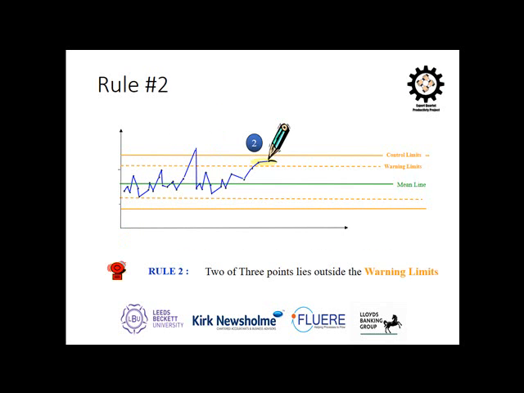The second rule is if you've got 2 out of 3 points outside the warning limits, because statistically that's unlikely to happen if things are normal. So it tells you that something is not normal, and something is either occurring or about to get worse, whatever that might be.